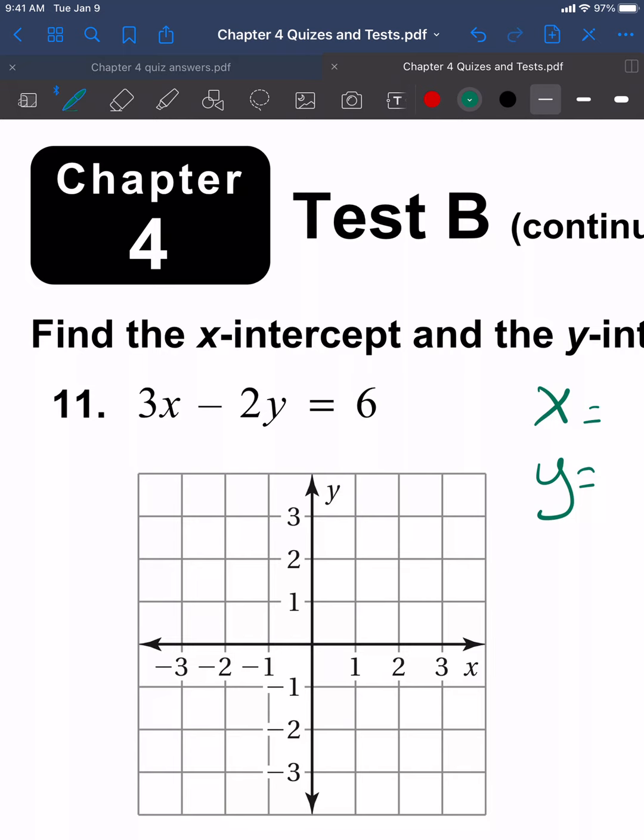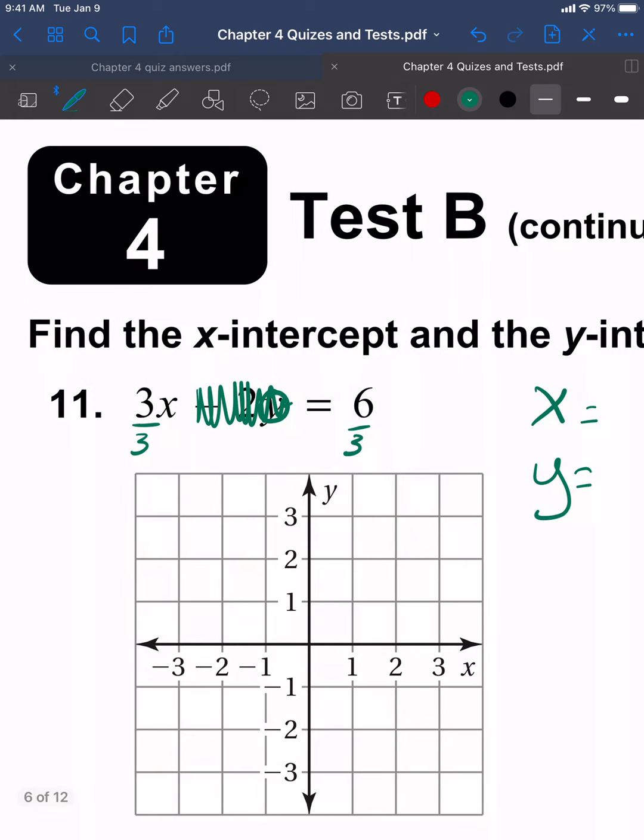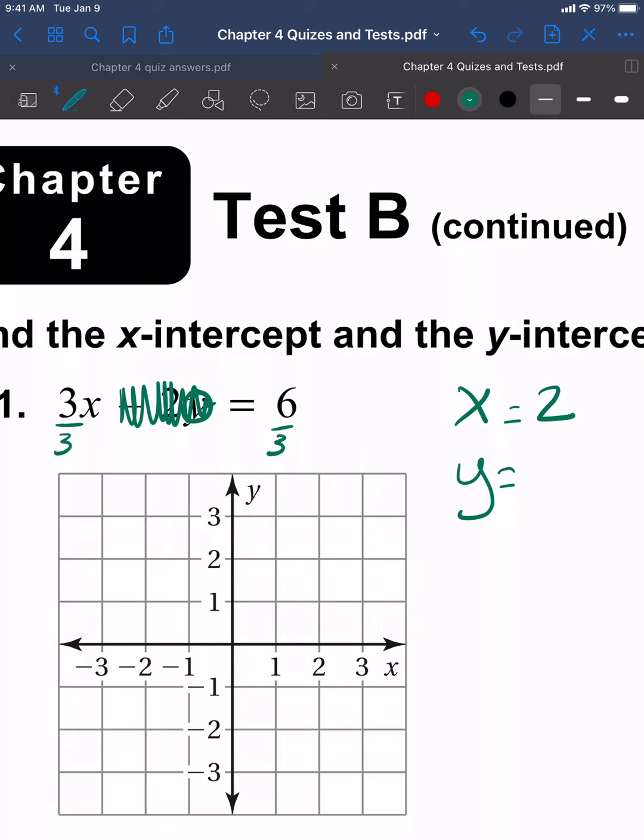Zeros. 0. For the what? Y. Very good. And that takes the whole thing out. Yeah. So divide by 3, 2. Now do the opposite to go solve for the y. Put a 0 in for x. Does it take away the minus sign? Good. Keep that minus sign with the 2. Now what?